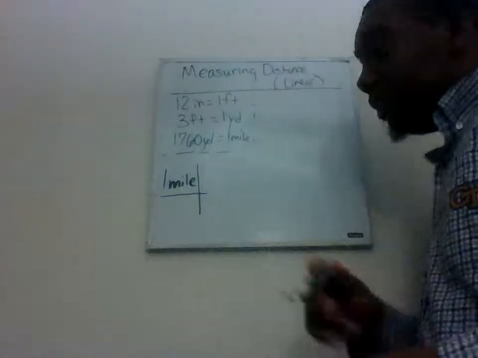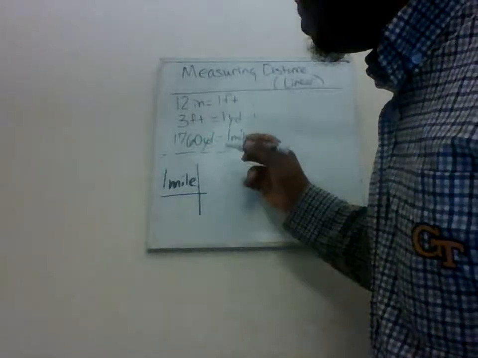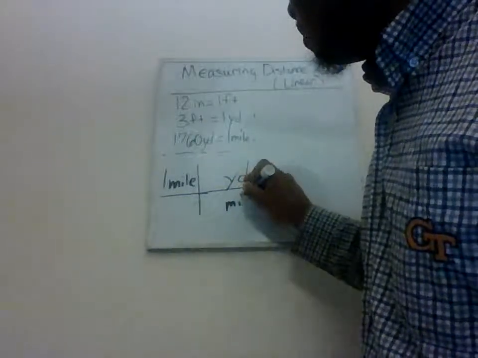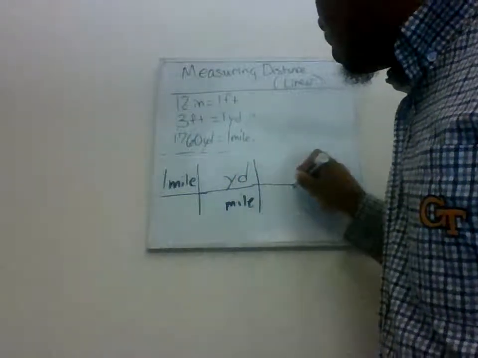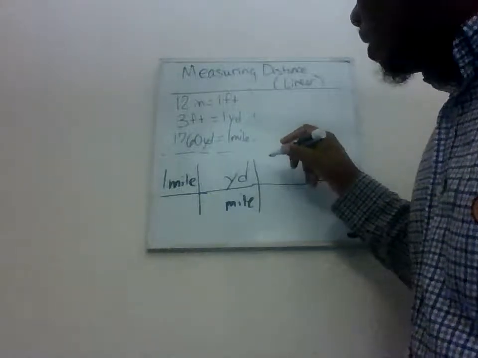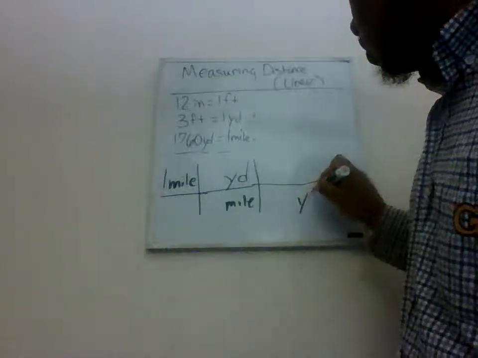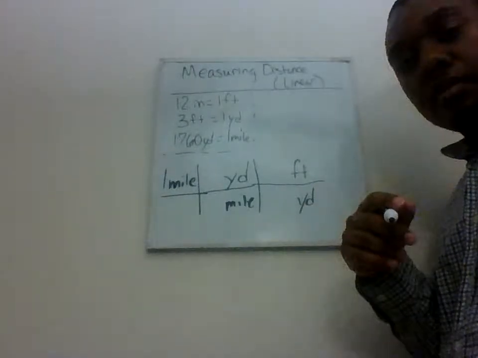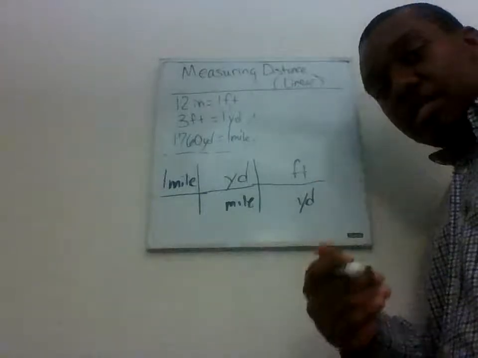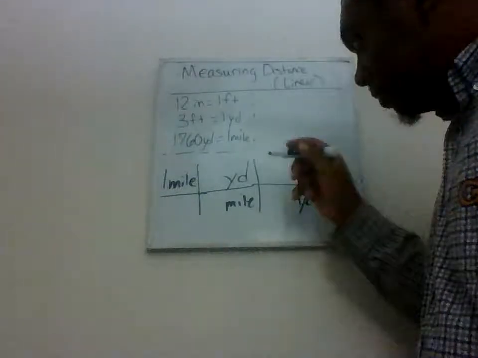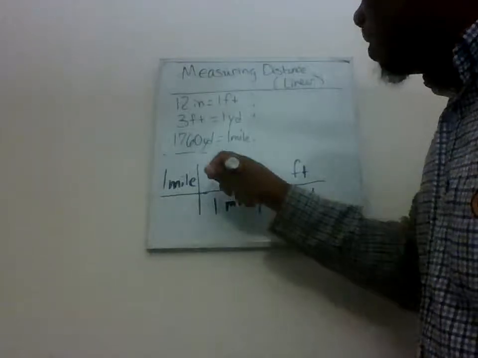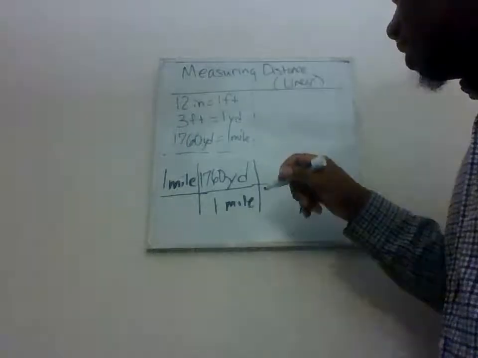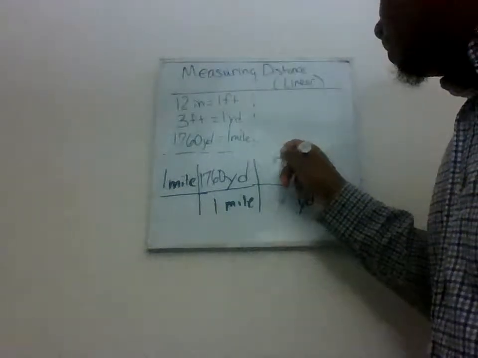I'm going to go from miles to yards. So I'm going to have yards in the numerator here, and I have miles in the denominator. And then I'm going to go from yards to feet. Mapping it out first makes it a lot easier because all I have to do is put the numbers in. I know that 1 mile is equal to 1760 yards, and I know that 3 feet is equal to 1 yard.